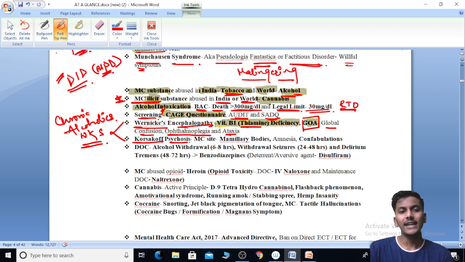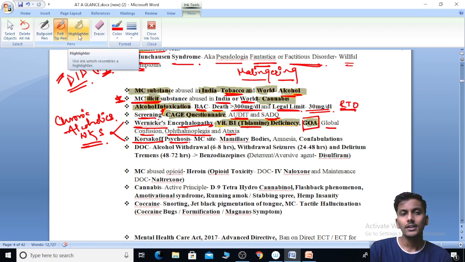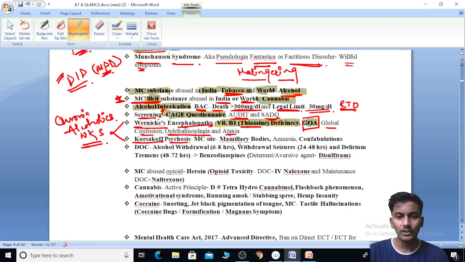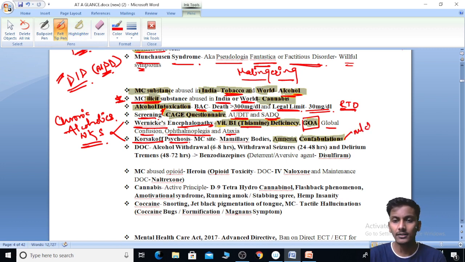Okay, then what can we see in Korsakoff psychosis? So please remember guys, in Korsakoff psychosis usually the patient experiences amnesia, that is memory loss. What do we mean by amnesia? Memory loss. And the most characteristic feature of Korsakoff psychosis kya hai? It is confabulation. What do we mean by confabulation? That is making of false stories to just fill up the memory gaps.